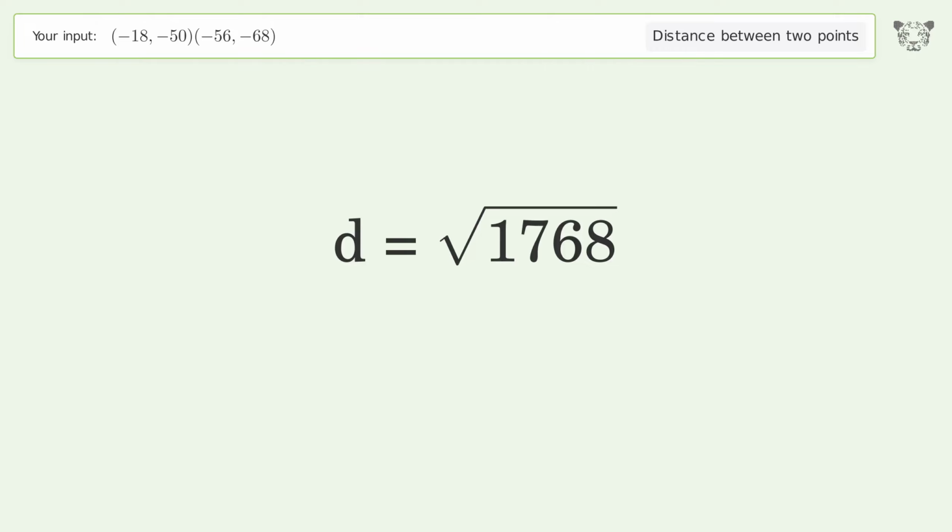And so the distance between the 2 points is the square root of 1768 or 42.048.